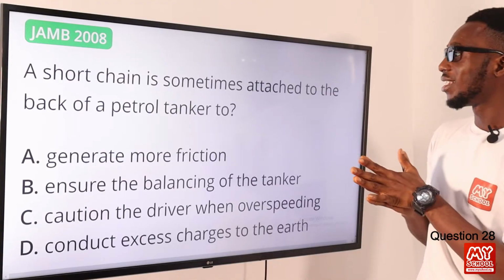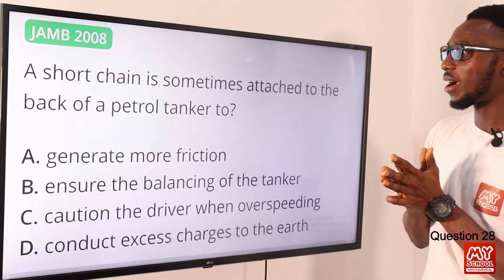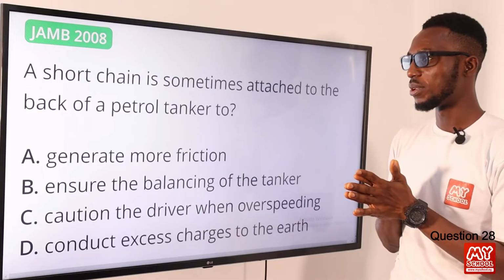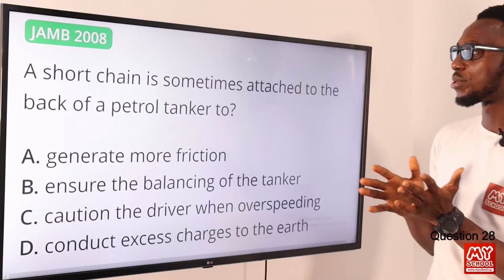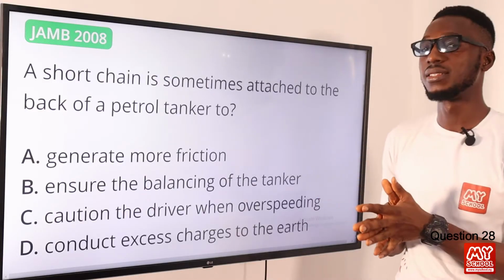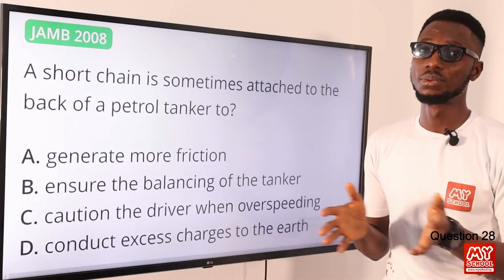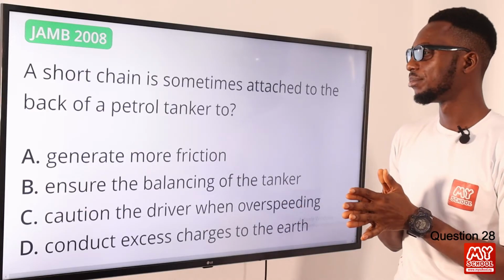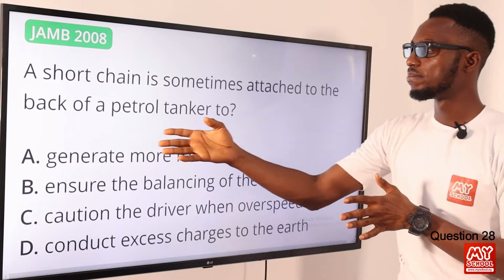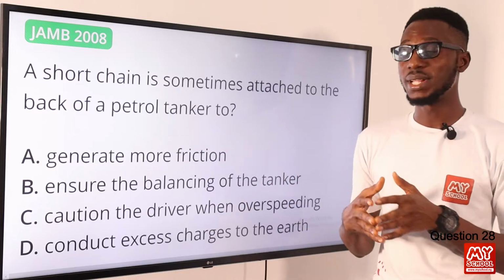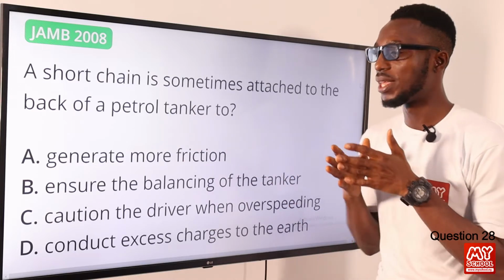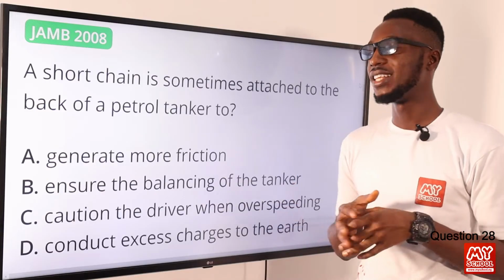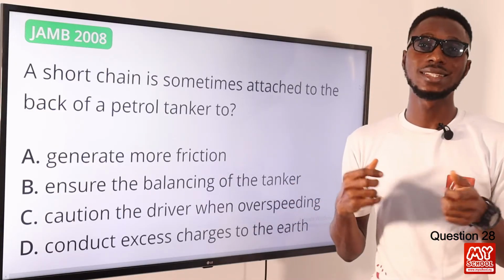A short chain is sometimes attached to the back of a petrol tanker to do what? All right, so in the transport of liquid contents, like petrol or fuel, the petrol tanker is a metallic body. As it moves through the air, there is friction, and that leads to the acquisition of electrostatic charges.